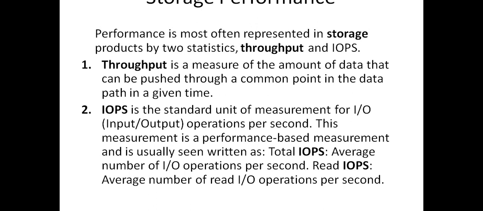This measurement is performance-based and is usually written as total IOPS, the average number of input-output operations per second. If I have a transactional workload, I'll need more IOPS. If I have an OLTP, online transaction processing kind of application, in that case I'll need more IOPS. The service provider will always look for throughput.